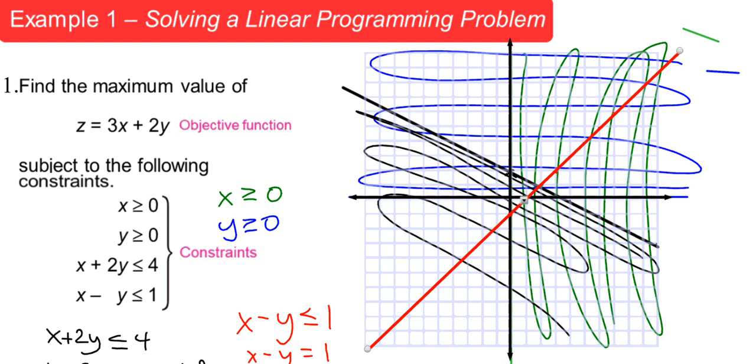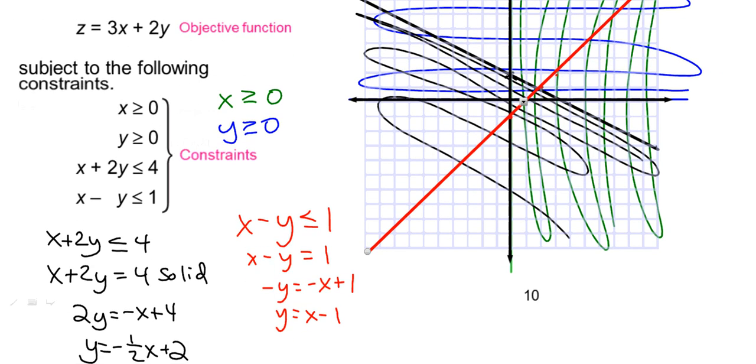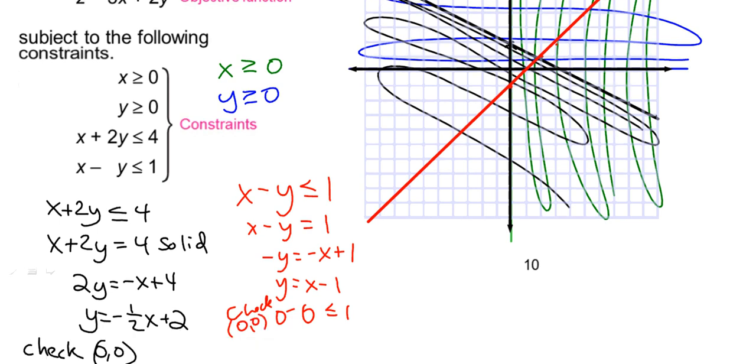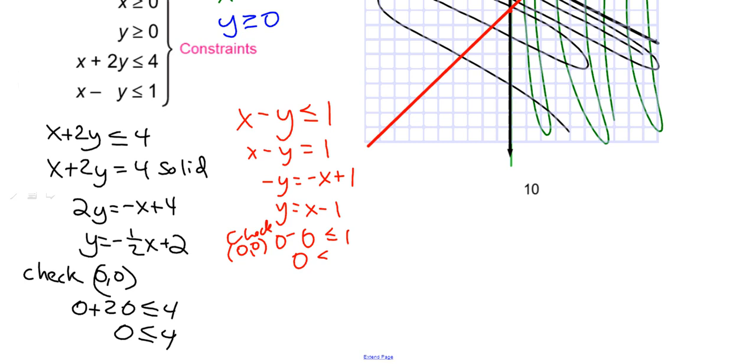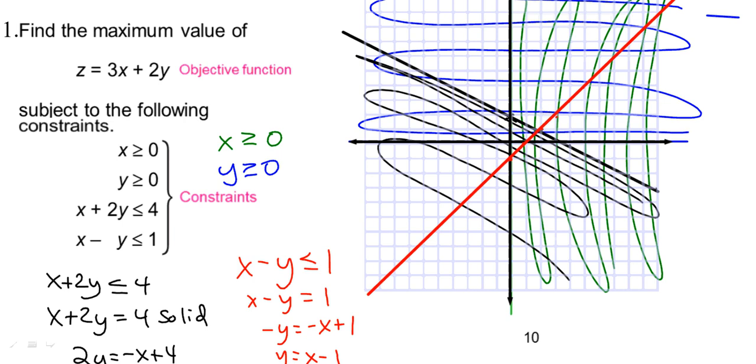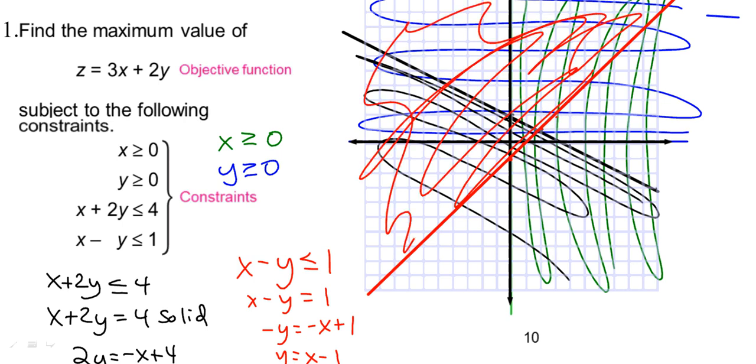As we go, I can again check my favorite point, which is 0, 0. And when I check that this time, 0 minus 0 is less than or equal to 1. And 0 is less than or equal to 1, and that is true. So I get this as my shaded area. If I look very carefully here, it's a little hard to see, but I get this region.